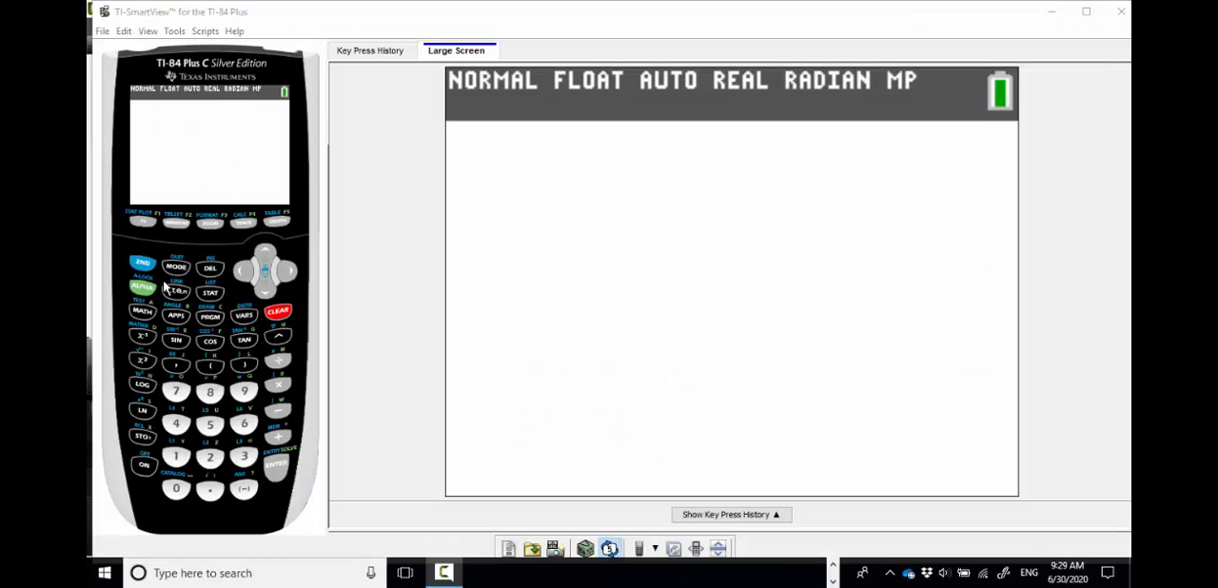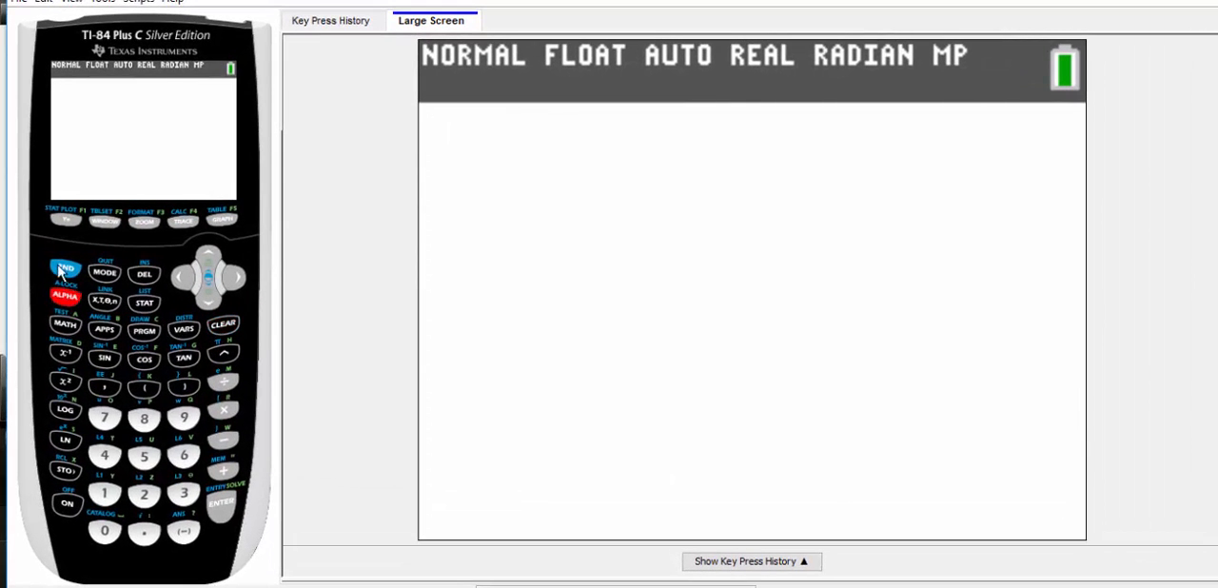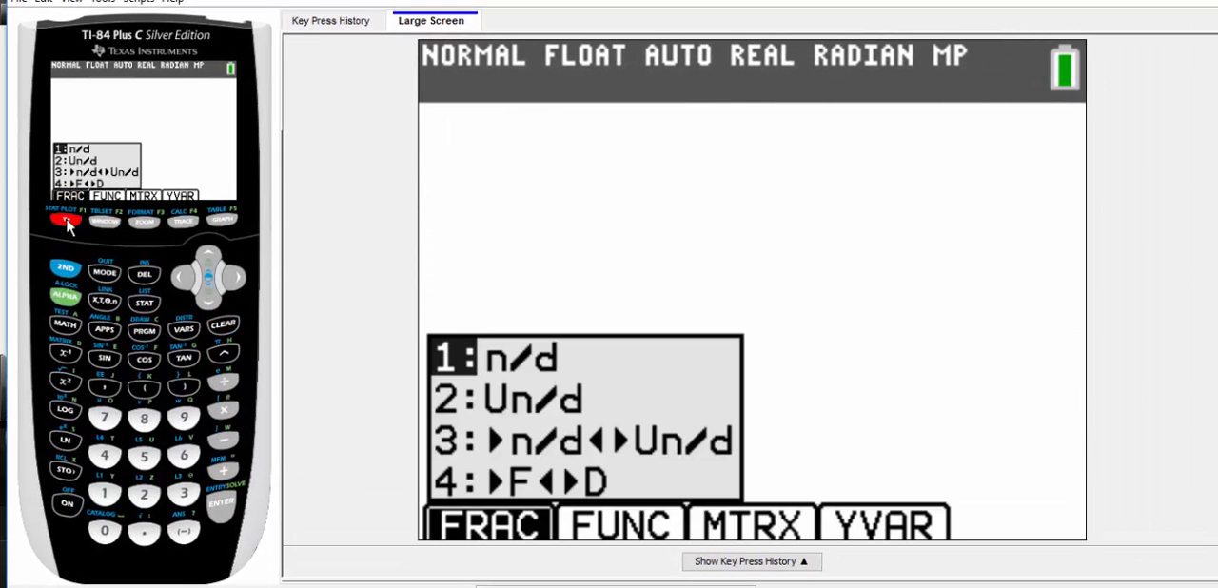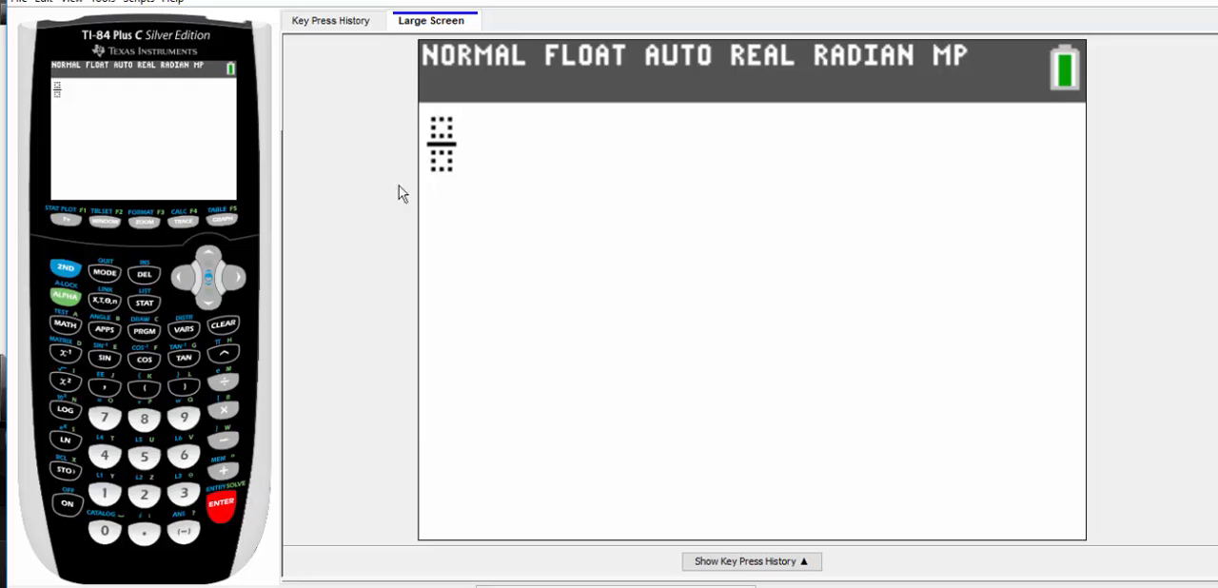So now let's enter everything into the TI-84. Since the calculation has a fraction bar in it, let's pull out the fraction bar from the calculator. Click the green alpha button, then y equals. So you have this menu pop up. Go with number 1, then enter. So you see the fraction bar on your home screen, right?